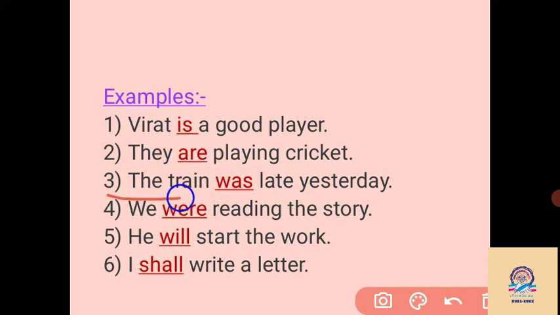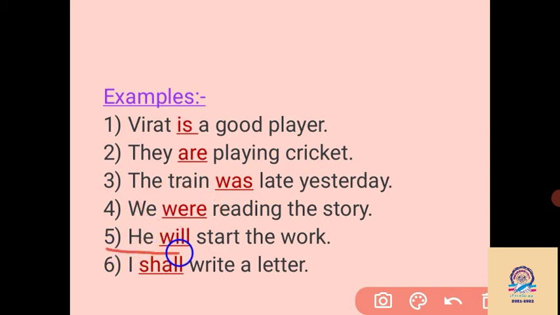Then, the train was late yesterday. For yesterday, we know that we have to use was, and was and were are used for the past tense here. Then, we were reading the story. Here were becomes the helping verb, that is, auxiliary.